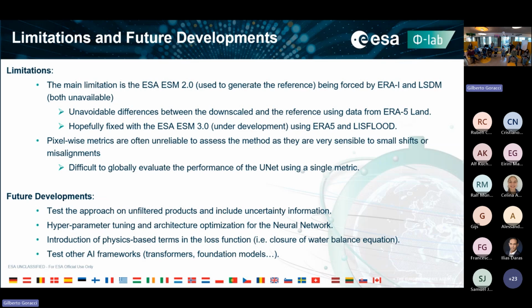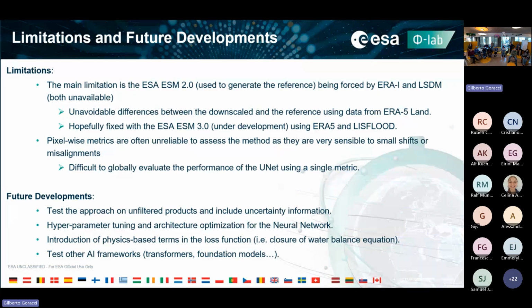Then, of course, we can do some hyperparameter tuning and optimization of the architecture of the neural network, but this is more on the technical part of the AI framework itself. But most importantly, we want to introduce some physics-based terms in the loss function in order to have something that is also physics-driven and not only data-driven, because at present time, we don't have a constraint at the high resolution. So we only have the comparison with the satellite at 3 degrees. And what happens below that resolution is all driven by the data.